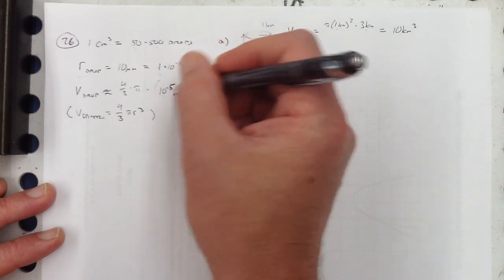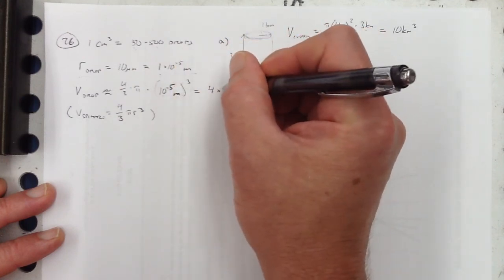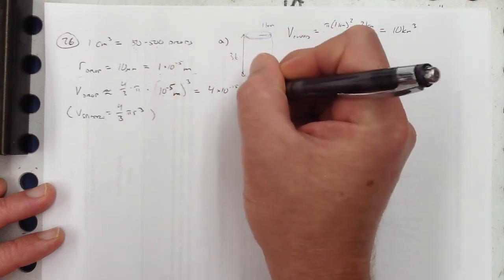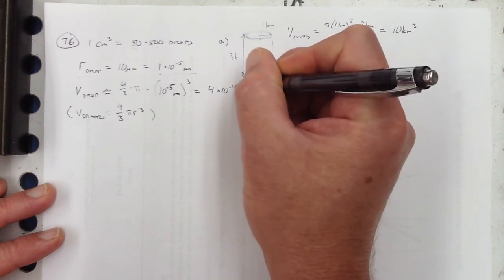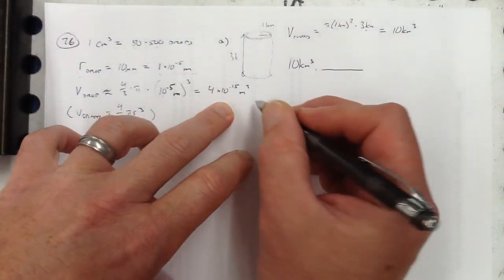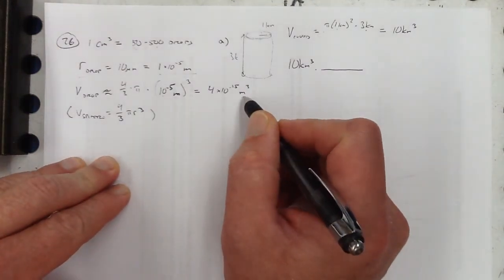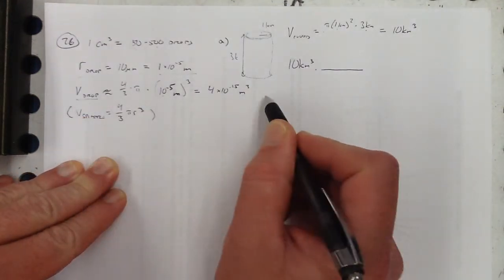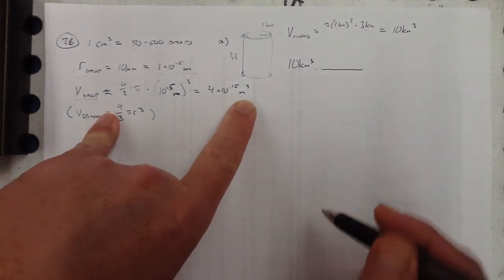So let's say 4 times 10 to the negative 15 cubic meters. That's the volume of a drop, right? Okay, so it looks like I can get to, what do we want here? We want how many cubic meters of water? Okay, so I've got a conversion factor here that says the volume of one drop is this. So let's see if we can do that.